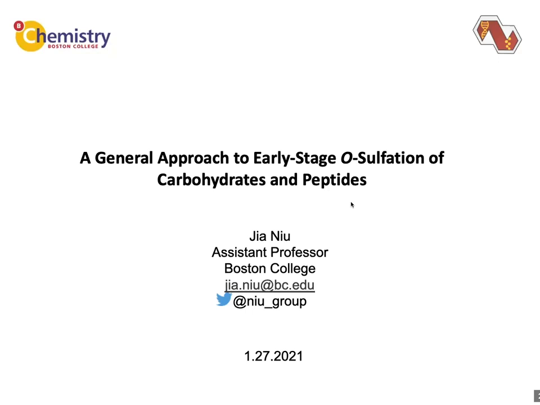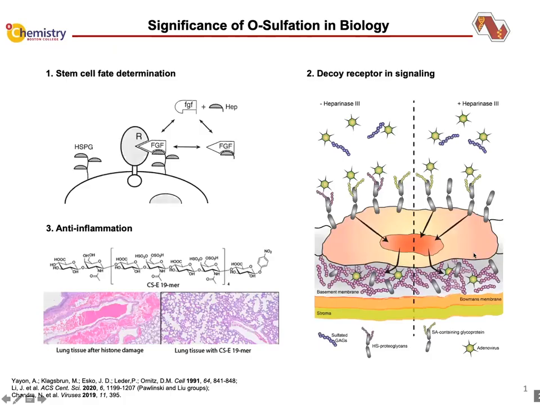So today it's my pleasure to tell you a little bit about our recent progress in the early stage O-sulfation of carbohydrates and peptides. All right, sulfation is critical for the function of many polysaccharides as well as proteins. On the polysaccharide side, for example, the glycosaminoglycans, or GAGs, are a very famous type of molecule that the audience may be familiar with.